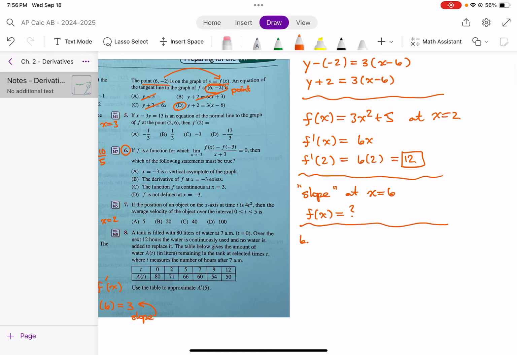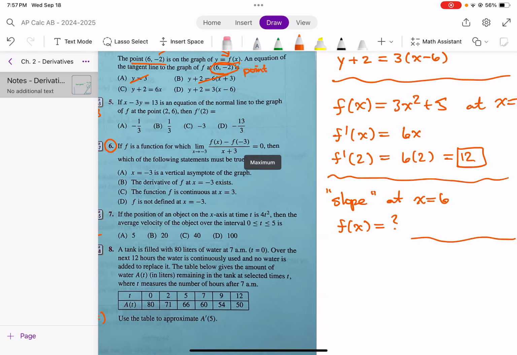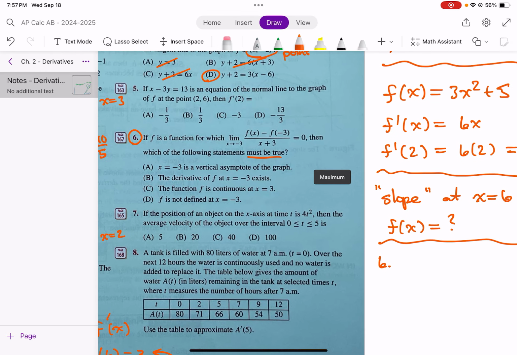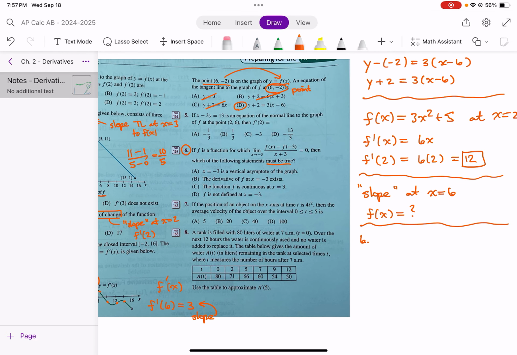If f is a function for which the limit as x approaches negative 3 of this expression here equals 0, then which of the following statements must be true? And in mathematics, when we say something must be true, that means it should be true in every conceivable possible way, no matter what f of x is, as long as this limit is equal to 0. Just because you can find a couple of examples where something is sometimes true, that's not going to be the right answer for this question.